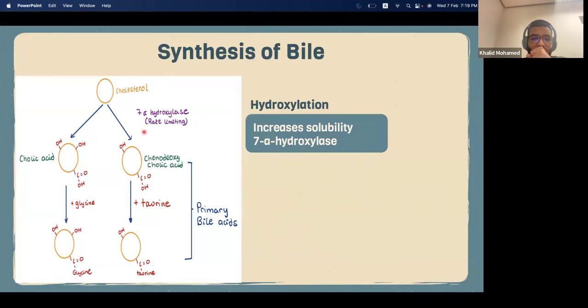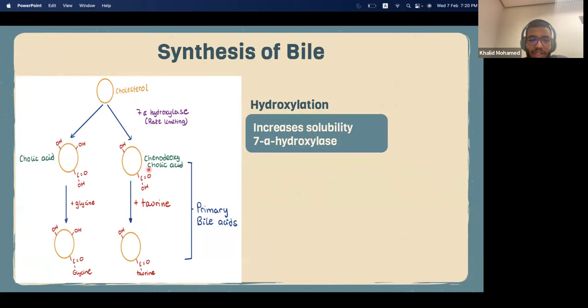Okay. Now you need to know this enzyme called 7-alpha hydroxylase. Obviously, this happens in a series of steps. Not all of them get added at once, and not all of them get added by this enzyme. But the only enzyme you need to know is this one, because it's the rate limiting, and it will be of importance later on in the lecture. So that's it for this step, hydroxylation. And the importance of this step is to increase the solubility of cholesterol, okay? Because the whole point of bile is it being soluble, okay?